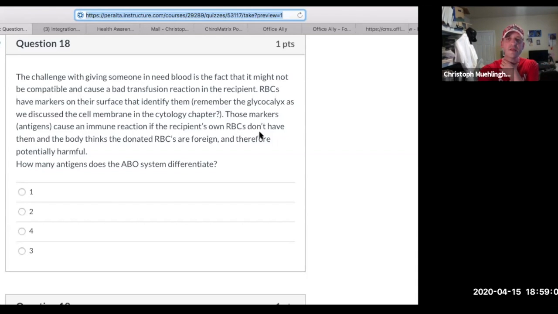And in our blood system, we have two systems you need to worry about. One is the ABO system and then the other one is the RH system. And in the ABO system, we have basically different antigens that we need to differentiate. And how many different antigens do we differentiate in that system? Open for you guys.